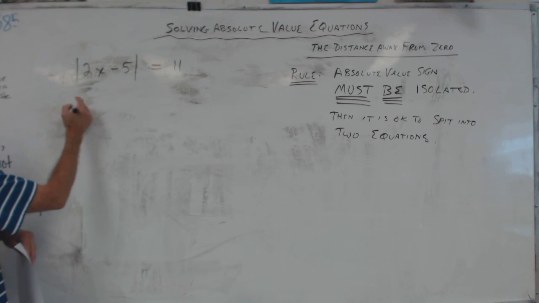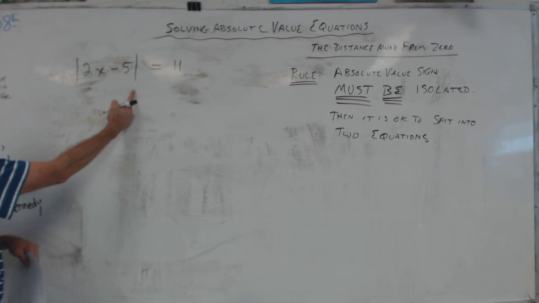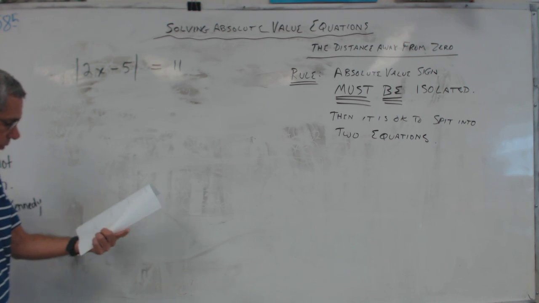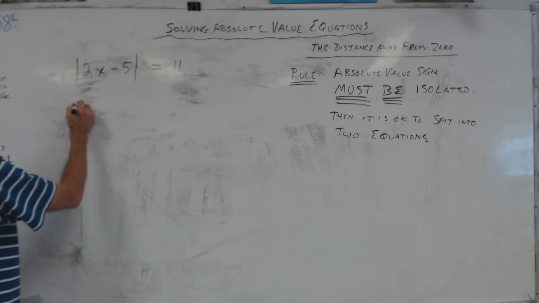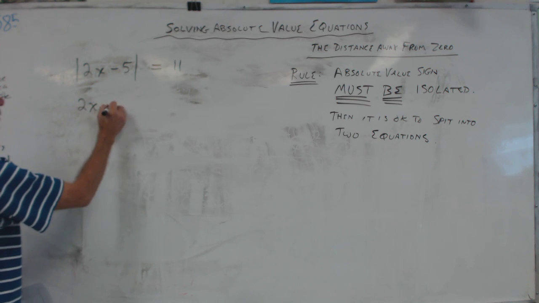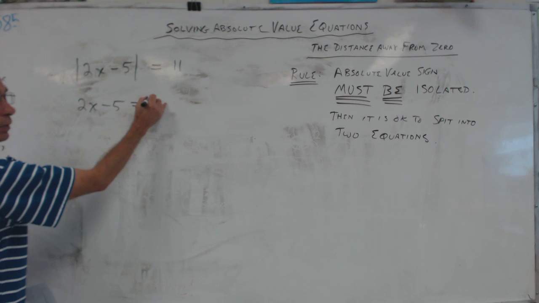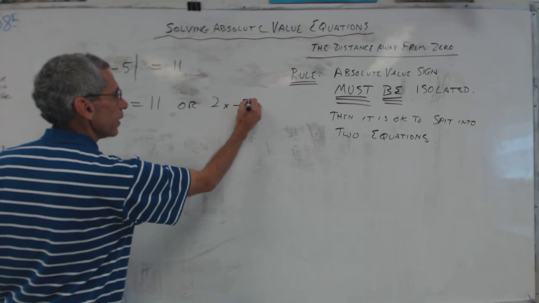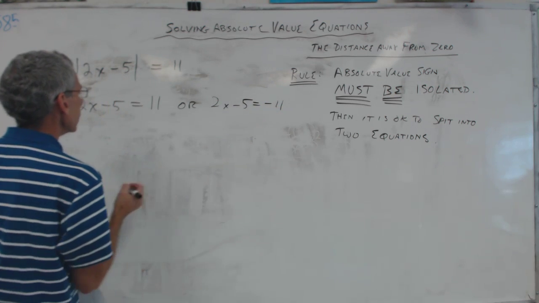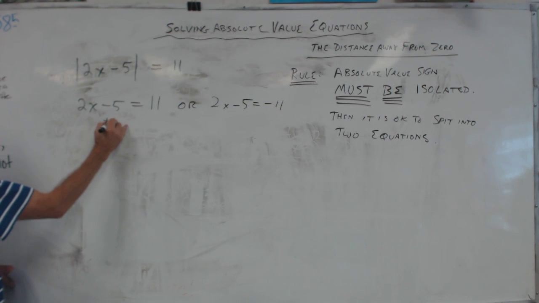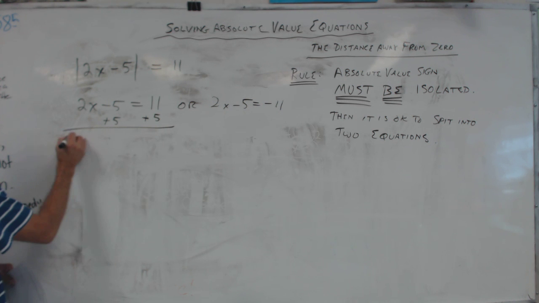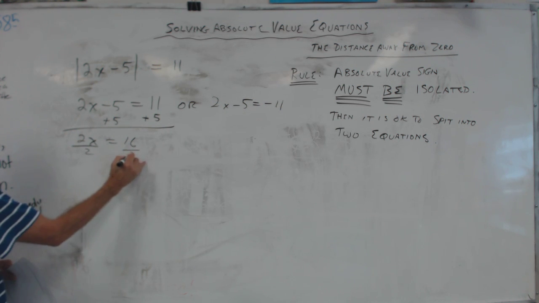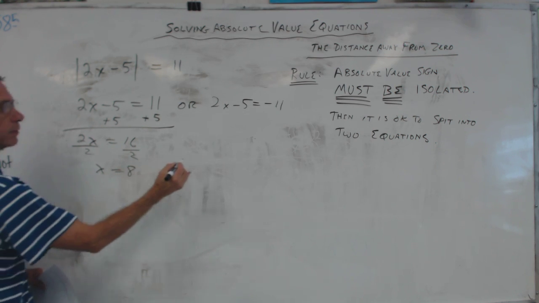But is it isolated? Yes. All right, I think all the ones I gave you on this are isolated, which is great. So you can immediately split them out. 2x minus 5 is equal to 11 or 2x minus 5 is equal to negative 11. Pretty easy. Add 5 to both sides. I've got 2x is equal to 16. And I divide by 2. x is equal to 8.